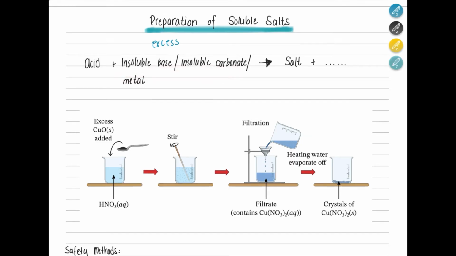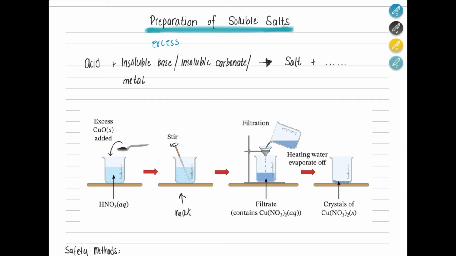from the solution. Here we have copper oxide. This is in excess amount. It's added into a nitric acid, and then you have to stir it. Sometimes it's also a good idea to heat them. Not boil them, just heat them to low heat so that it will increase the rate of reaction.